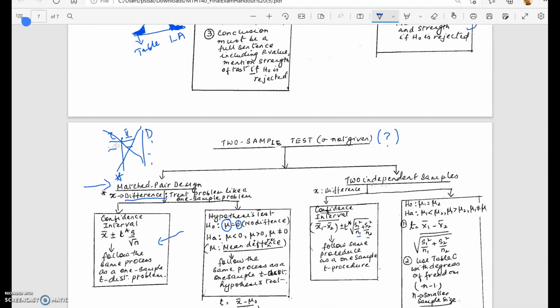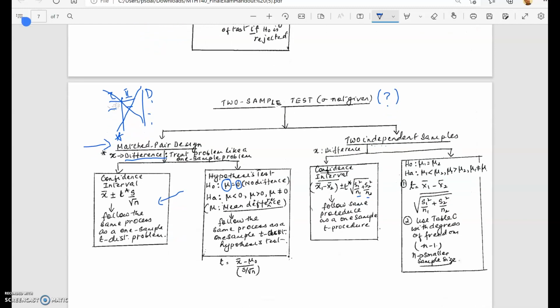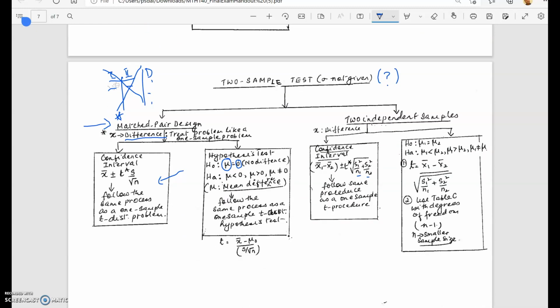You have the tables, and in fact, each of these boxes gives you exactly what you need to do for that particular problem. But remember that a 4-step problem has state, formulate, solve, and conclude. State is a general statement of what the problem is asking you to do. If it's a confidence interval, you say, we will estimate the mean, and then you keep going, whatever that problem is.